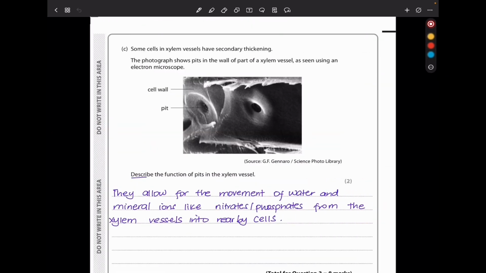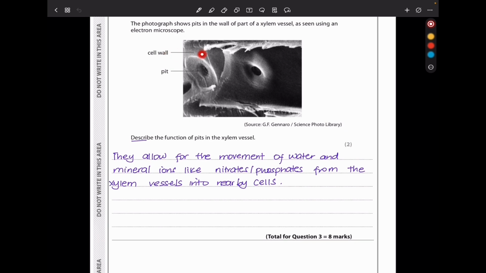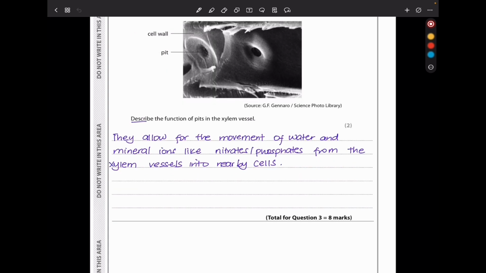In part C, some cells in xylem vessels have secondary thickening. The photograph shows pits in the wall of part of a xylem vessel as seen using an electron microscope. We can see the cell wall and then the pits. They say describe the function of pits in the xylem vessels. Pits allow movement of substances from the xylem vessels into the neighboring tissues. So I say they allow for the movement of water and mineral ions like nitrates or phosphates from the xylem vessels into the nearby cells.